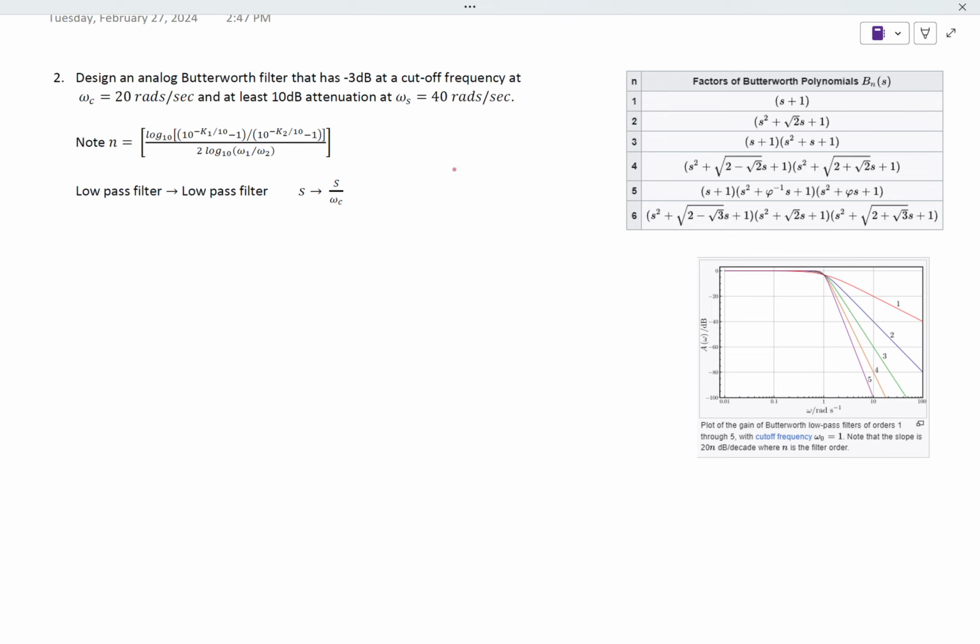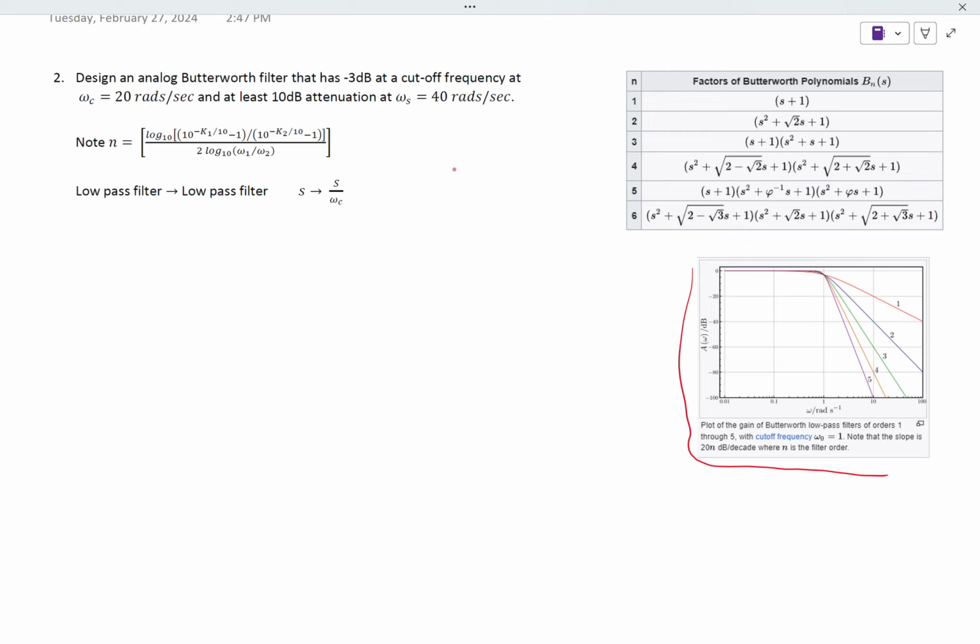Alright, so let's look at the second question. We want to design an analog Butterworth filter, and to do that we need to figure out the order of the Butterworth filter first. Here is a diagram from Wikipedia. For the low pass filter, when frequency is low, we pass it. When the frequency is higher than the cutoff frequency, we attenuate it.